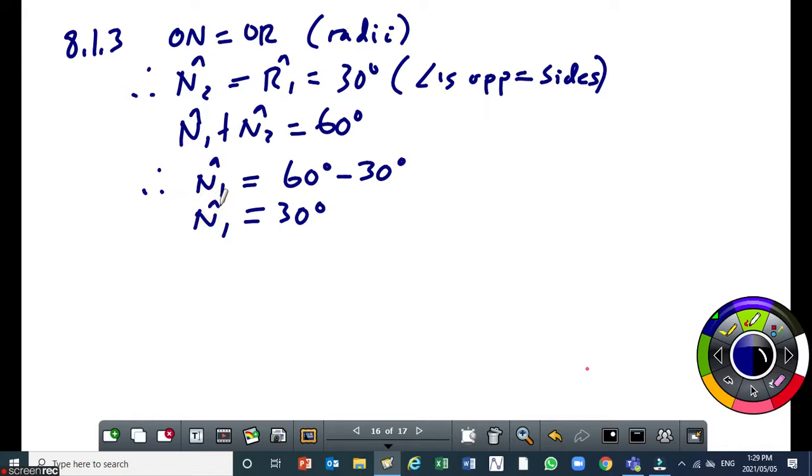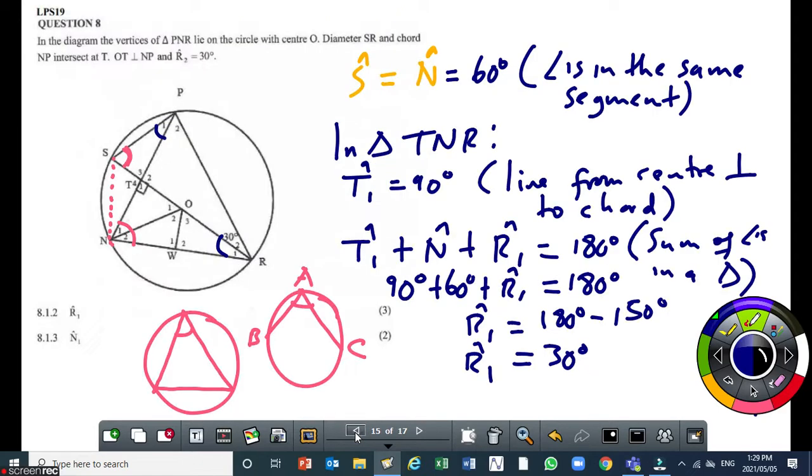Now I want you to be aware that for 8.1.3, there is more than one way of doing the question. So I've told you two. I decided to take the route which is shorter. I could have used triangle TNR, but I decided to just use this angle here. So can you tell us how we did?